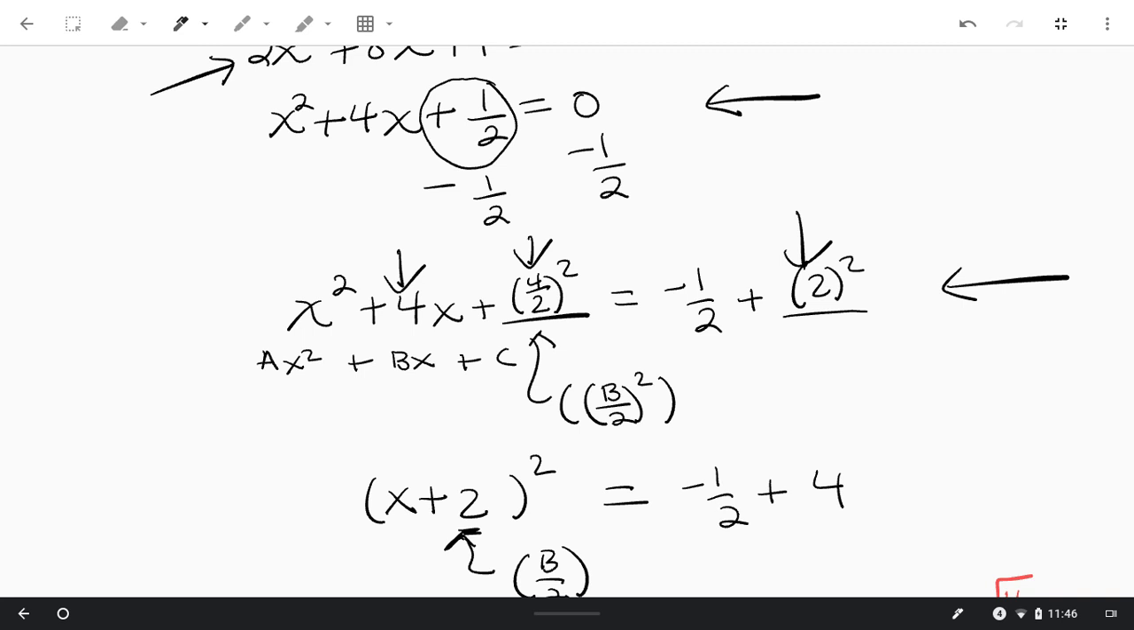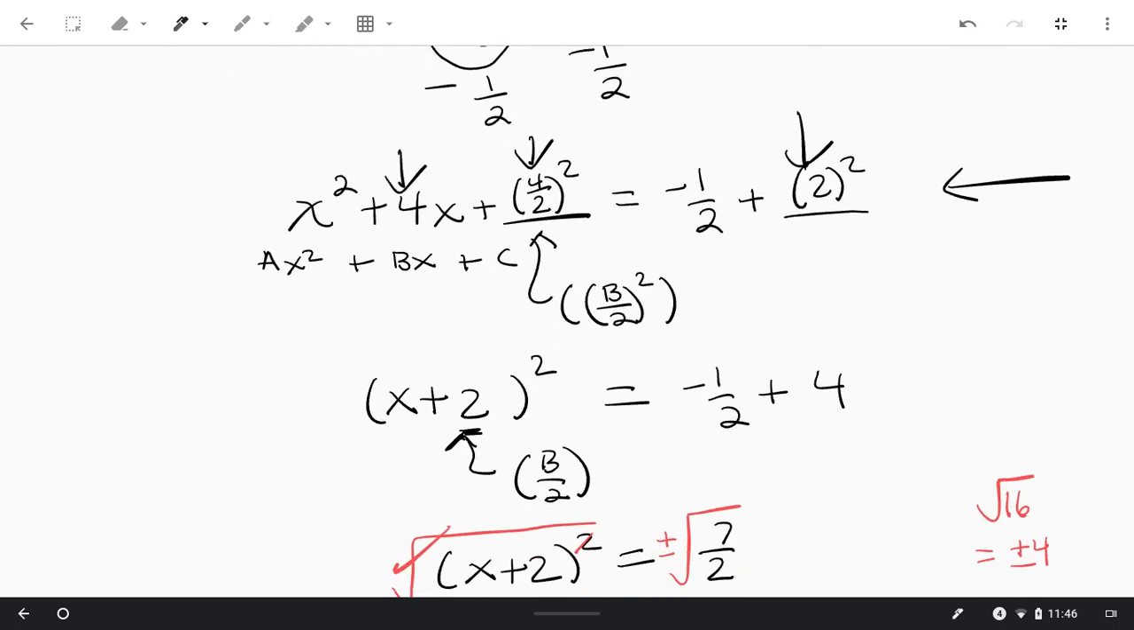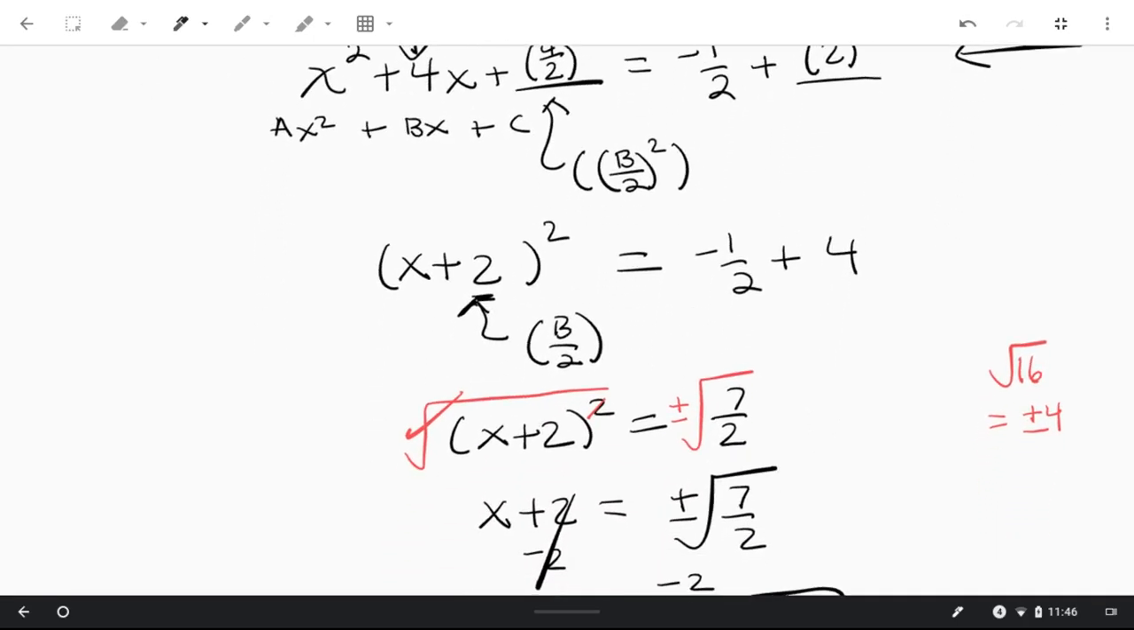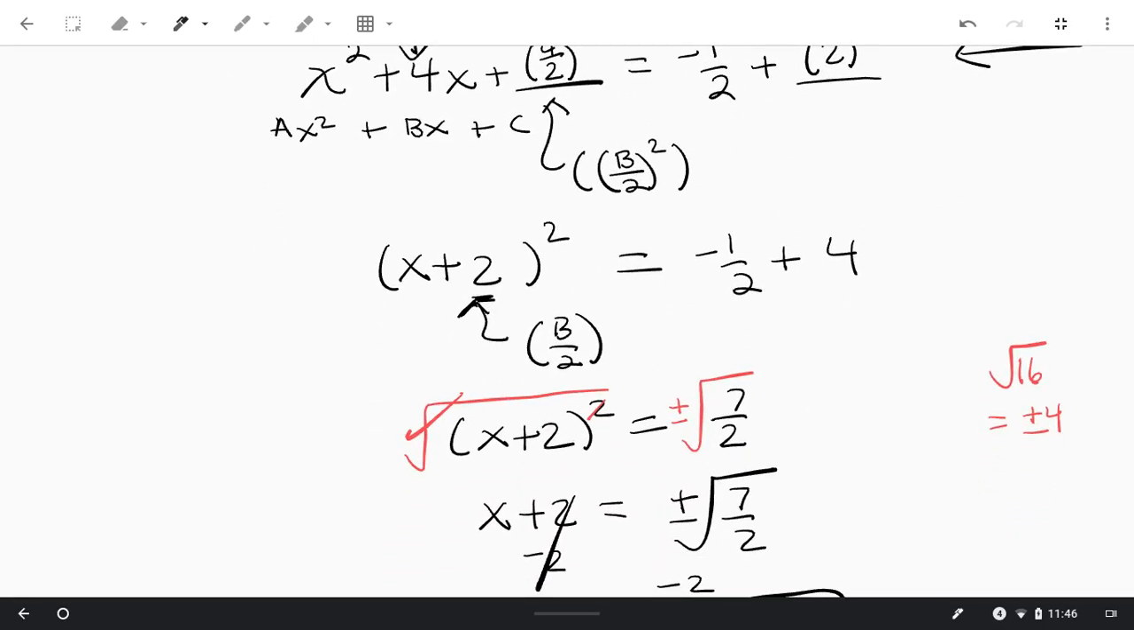So hopefully that's the key part, how you find this third term. You take half of b and you square it. And then once you do that, it becomes factorable to a perfect square. And then you just do the computation on this side.